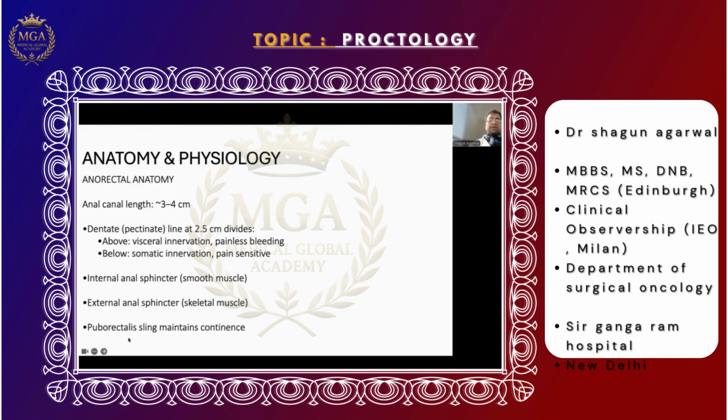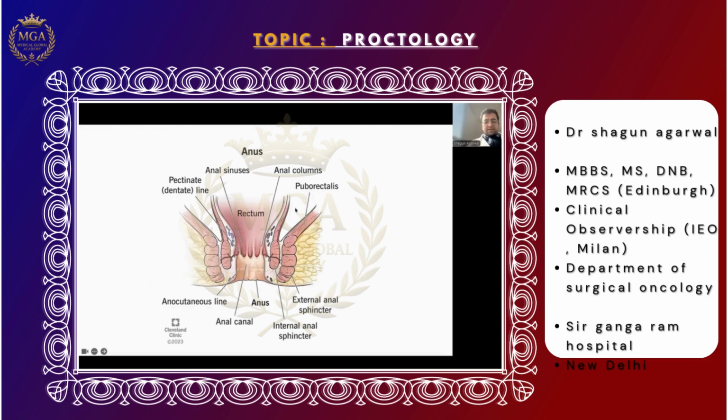And the puborectalis muscle sling comes from the pubic symphysis, goes behind, turns around the rectum, and then goes back again and inserts in the front. This gives basic continence, so that any stool that collects in the rectum doesn't pass off immediately. The internal and external sphincters give additional continence to the puborectalis muscle sling. That's the basic anatomy. It's been borrowed from the Cleveland Clinic.